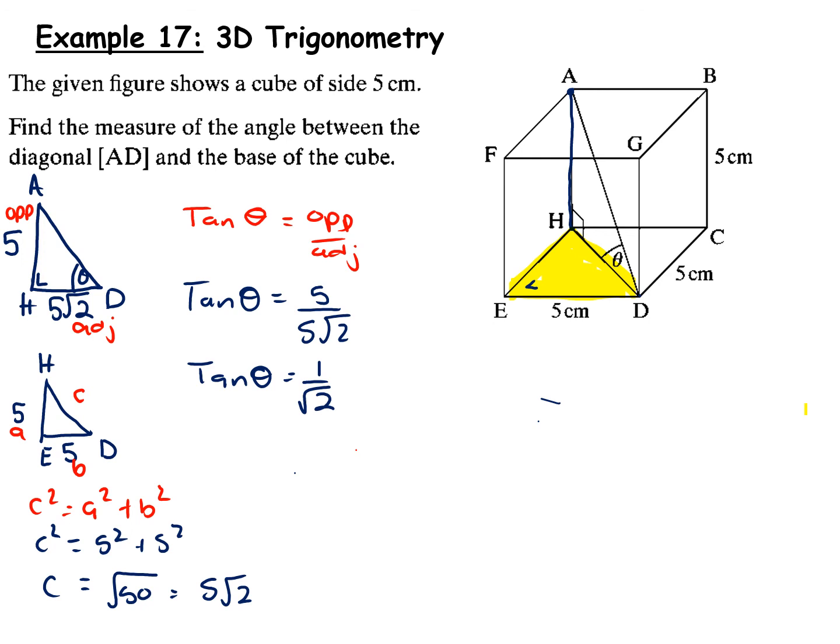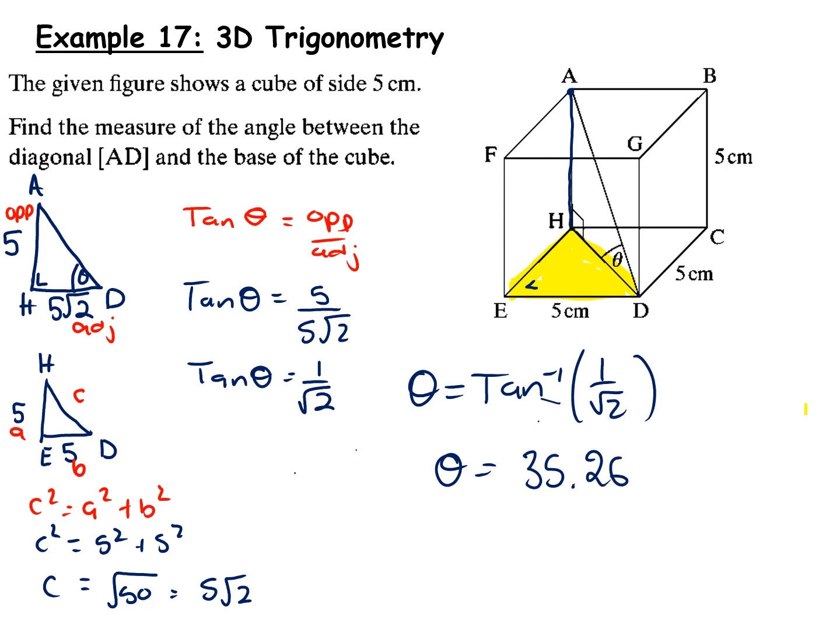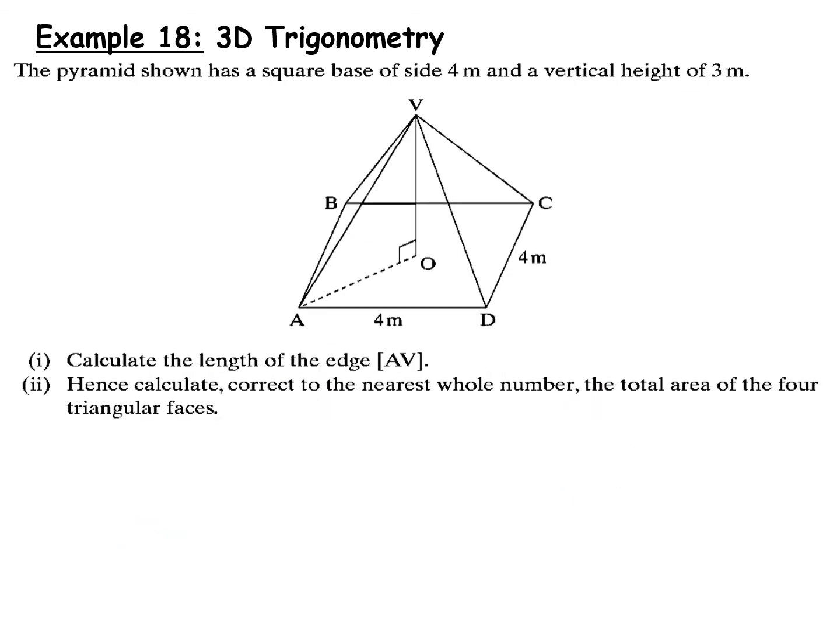If you have your log tables open in front of you on page 13, which I would advise you do, you can look and see if this formula appears in our log table. Unfortunately under tan it does not, so we have to work backwards and use our calculator. So theta is equal to tan inverse of 1 over root 2. Putting that into our calculators we get 35.26 degrees.